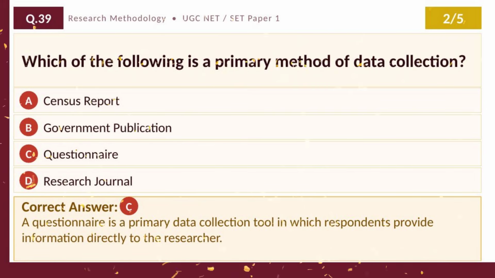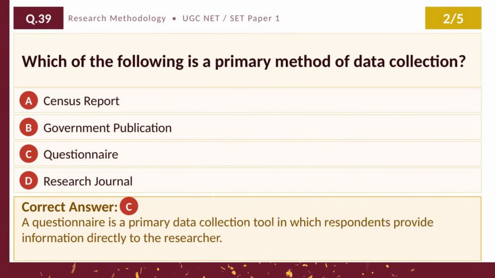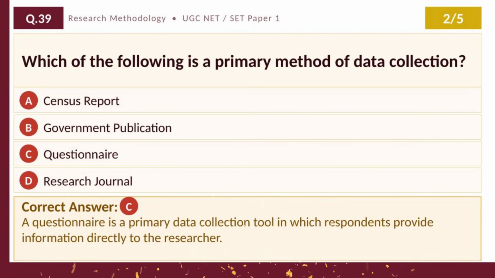Which of the following serves as a primary method of data collection? A questionnaire is the correct answer. Questionnaires gather original, first-hand data directly from respondents, unlike secondary sources such as census reports, government publications, or published research journals that compile previously existing information.